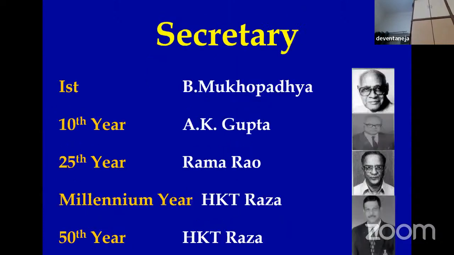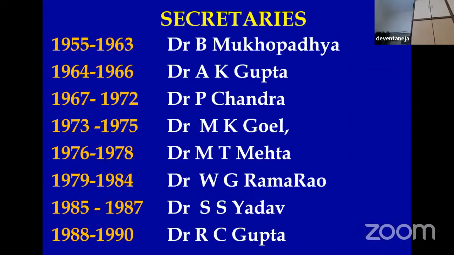And similarly, we have the secretaries. The first secretary was Dr. B. Mukhopadhaya. The 10th year secretary was Dr. A.K. Gupta. The 25th year secretary was Dr. Rama Rao. And in the millennium year and the 50th year, Dr. Raza was the secretary of the Indian Orthopaedic Association. And these are the different secretaries from 1955 onward.